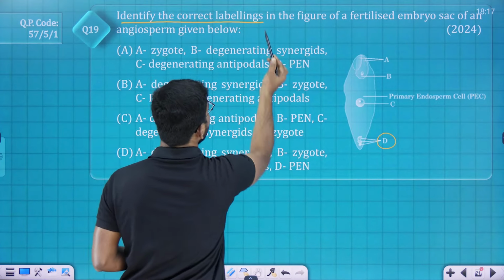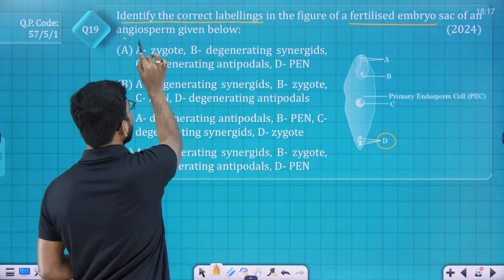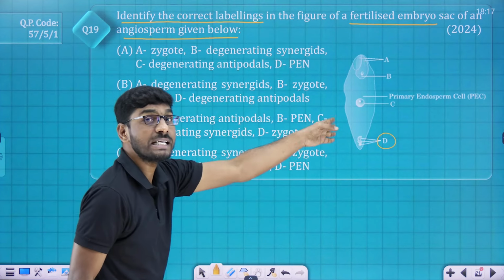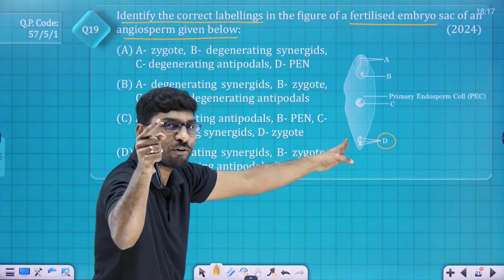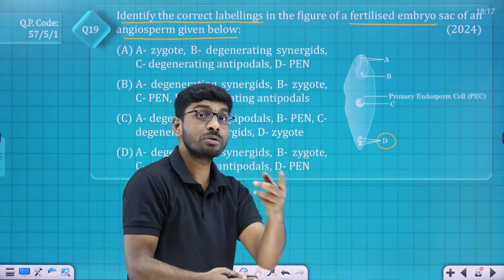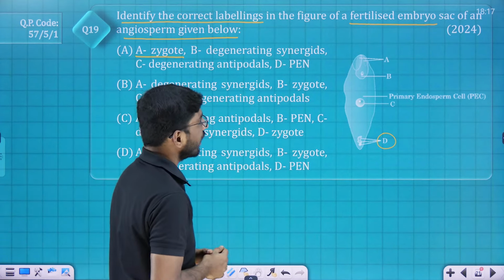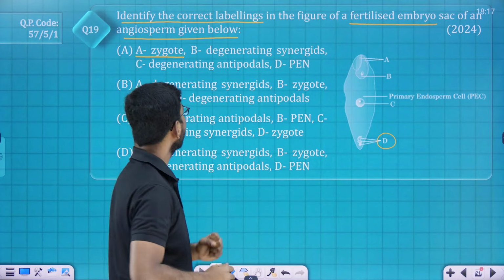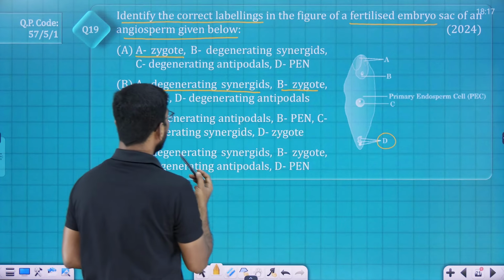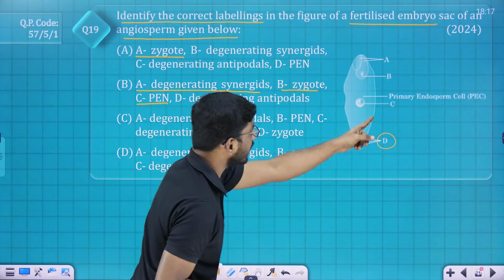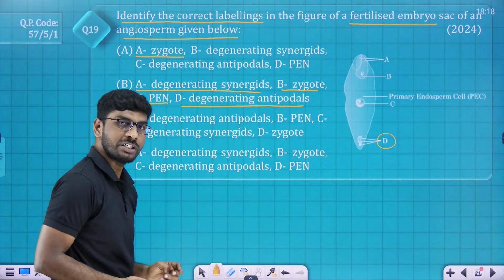Identify the correct label in the figure of a fertilized embryo sac of an angiosperm given below. Fertilized embryo sac means you would see zygote instead of what? Egg, because the egg is already fertilized. So zygote forms, right? Now, where is A? A is synergids. Next, A, degenerated synergids. Fine. B, zygote. C, PEN, primary endosperm nucleus. And D, degenerated antipodals.